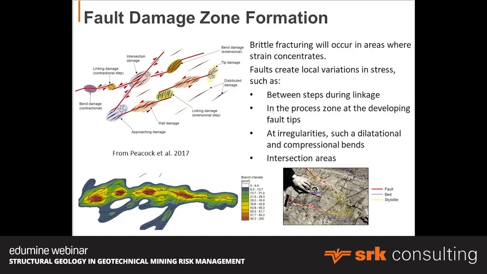If you're looking for mineralization, that's where you go look for mineralization. If you're looking for groundwater, because you want to depressurize the slopes and you want to put a drill hole in there, that's where you go looking for the groundwater.